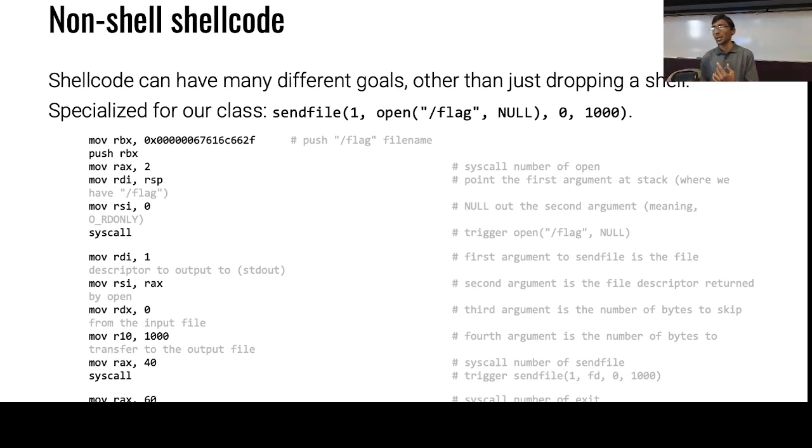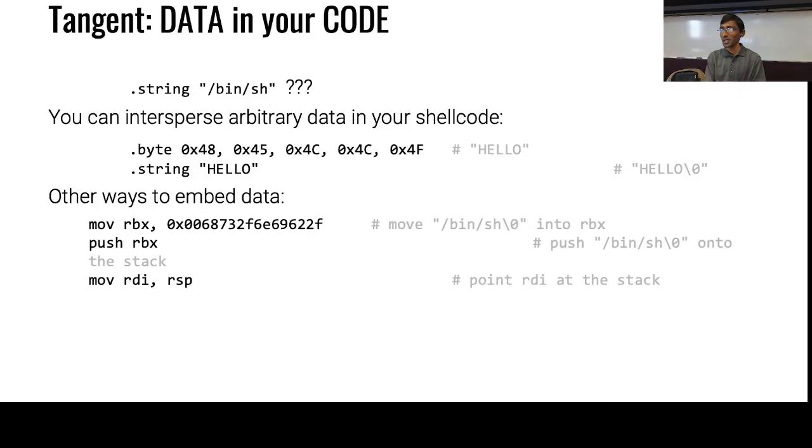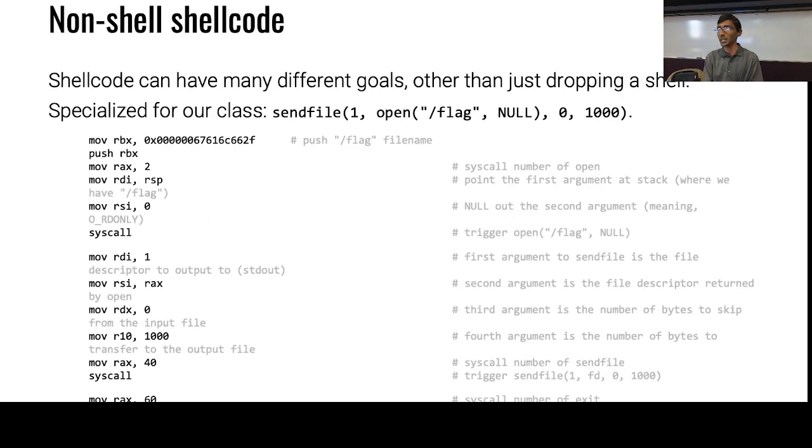Okay, so what do you see here? Can anyone suggest what we see here? So the previous one is about spawning the shell. This is about the system call, but it's about sending the file.